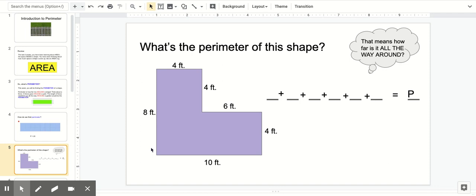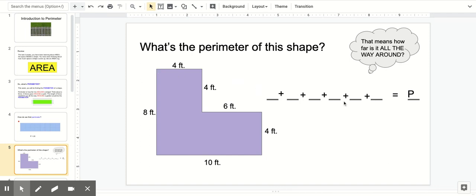So let's see how far it is to go all the way around this shape. That means we have to make sure when we're finding our perimeter that we add up all the sides. Think about this as a fence that's going to be keeping in a dog. If we don't put a fence on every single one of these sides, it's not going to keep the dog in. So let's think about how many numbers we are going to be counting up? How many sides are there on this shape? So let's see, there's 1, 2, 3, 4, 5, 6 sides.